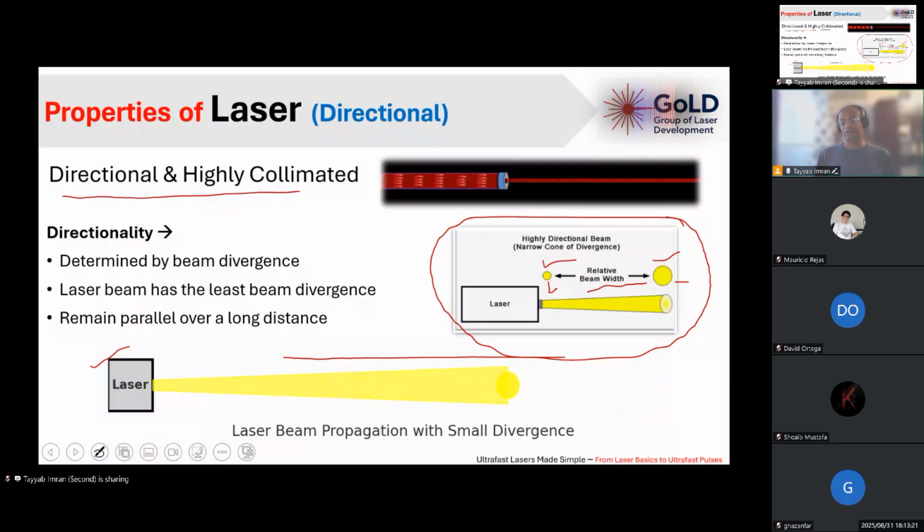Yes, definitely it is. You will see more divergence. Okay, sir. So how can we judge, measure, or determine the directionality? It's by divergence.